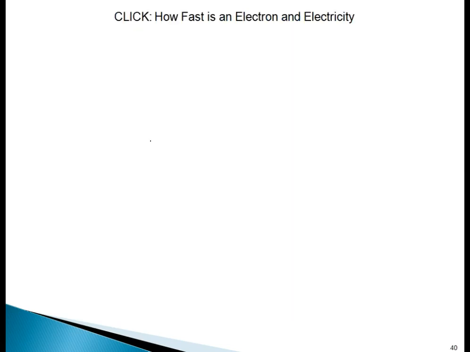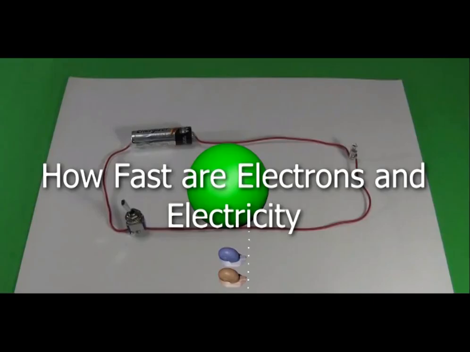Now I am discussing you with one animation. How fast is an electron in electricity? We go through the animation.